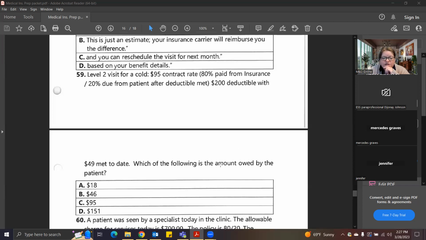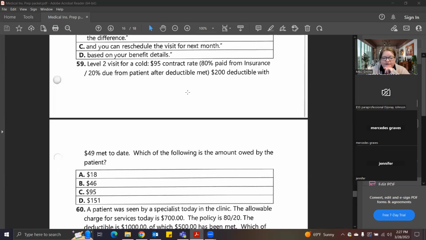So what is the patient going to owe for this visit? Is it C? That's correct. They're going to owe the whole $95 because that's going to go towards finishing up their deductible. That is correct. Very good.